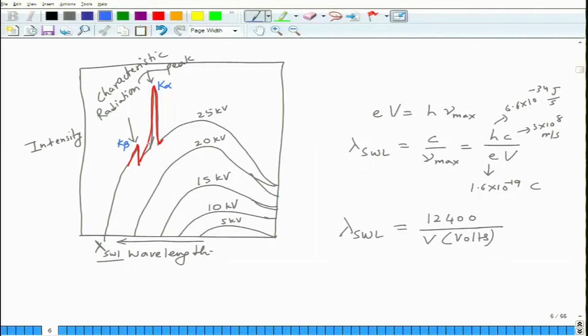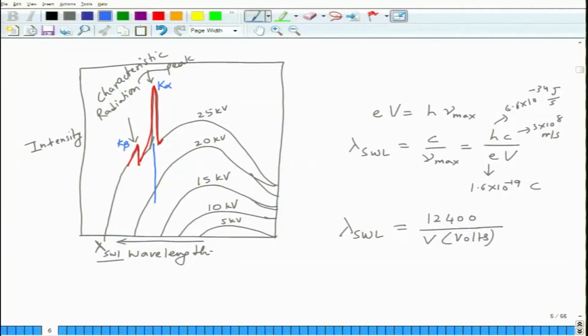But the intensity of K alpha is far higher as compared to K beta, and that is the reason why we use K alpha radiation in X-ray diffraction, because it's a very intense peak. It gives you high intensity X-rays of that wavelength. So this K alpha wavelength is the useful wavelength. This gives you a very intense peak.